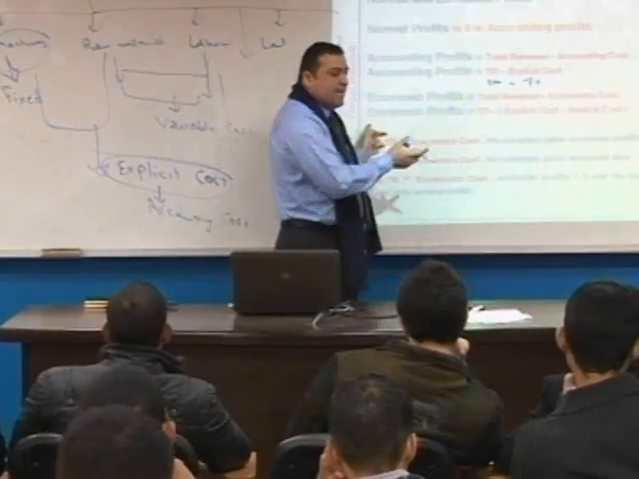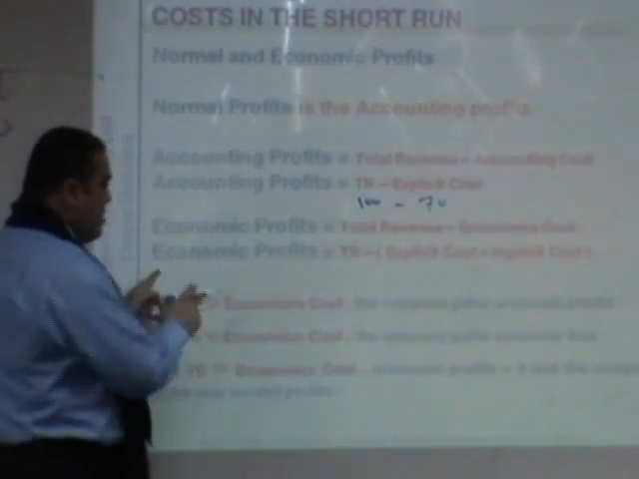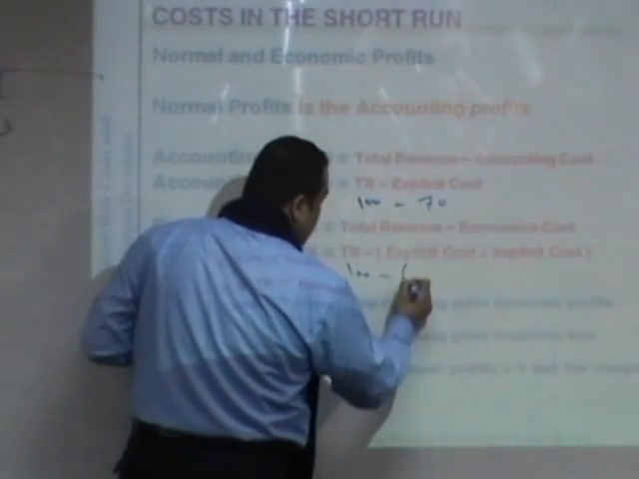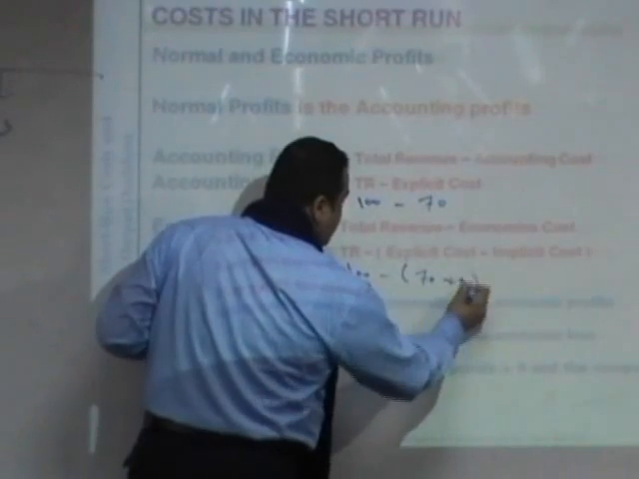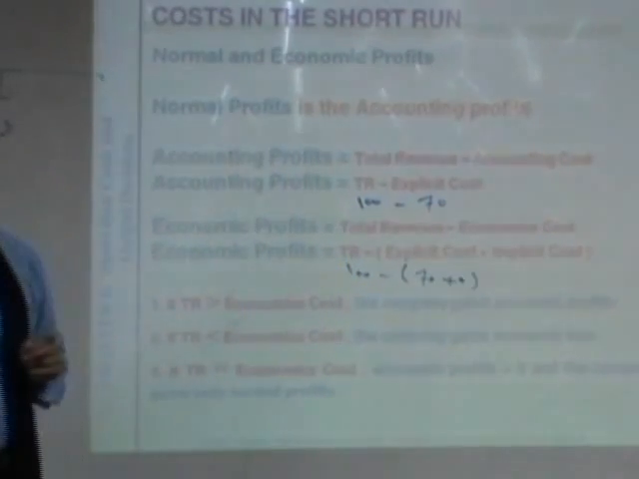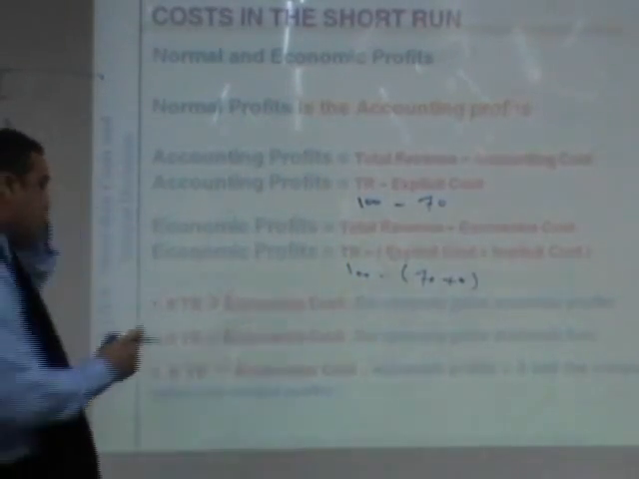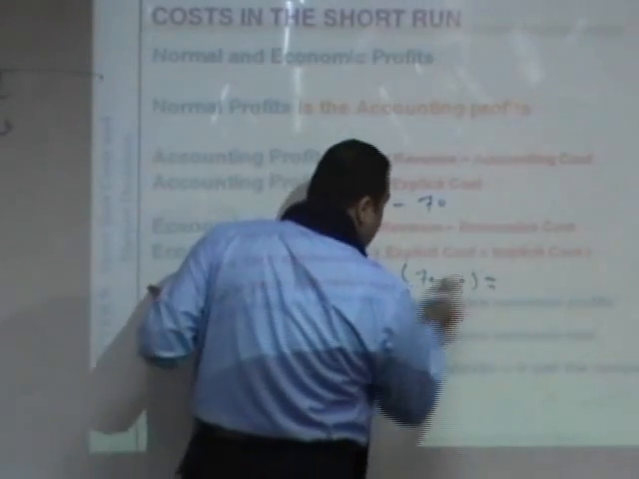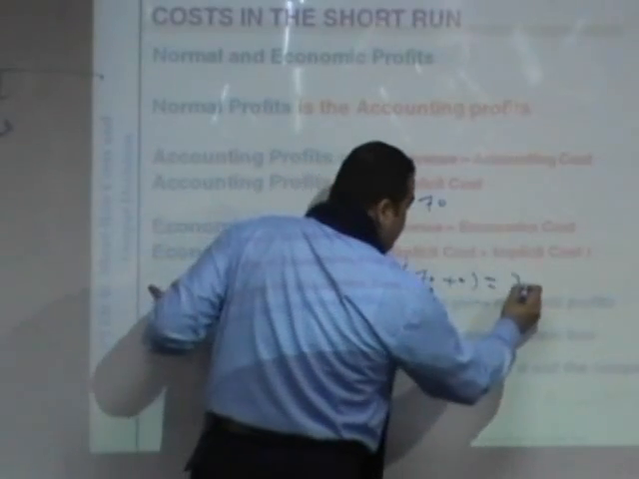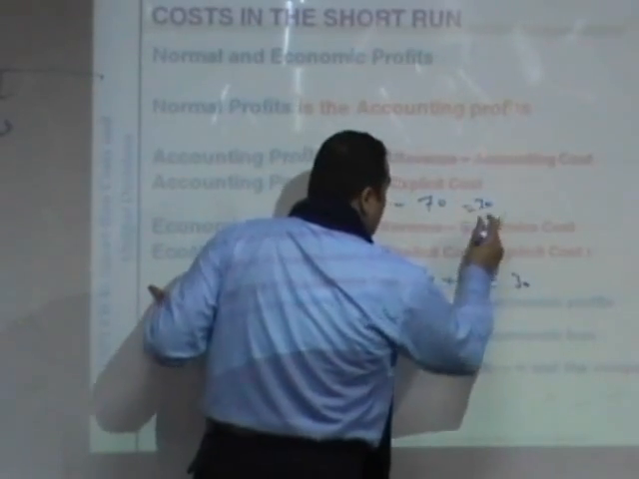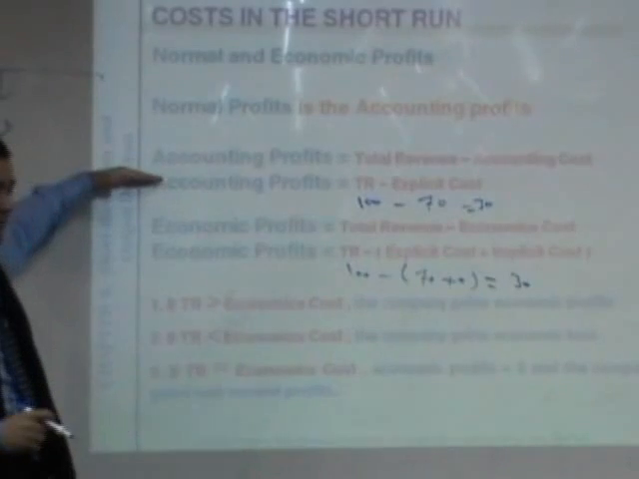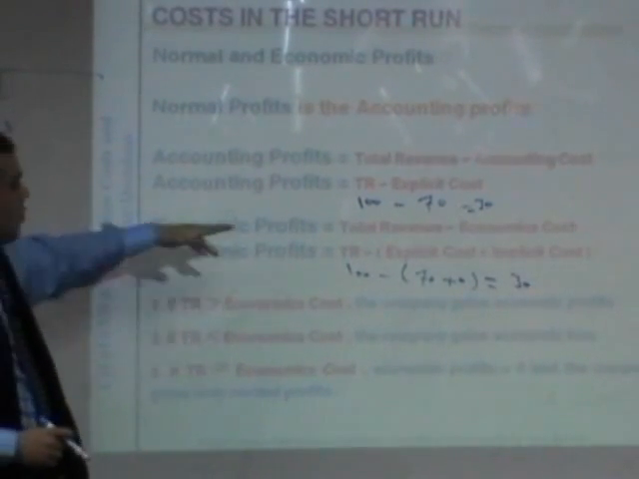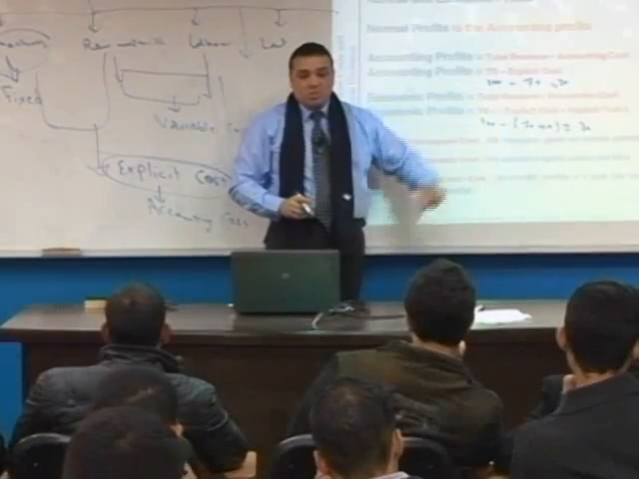Calculate the economic profits. In this case, the economic profits equal 100 minus 70 plus 0, if the implicit cost equals 0. So the economic profits equal 100 minus 70, which is 30. So the accounting profits must equal the economic profits when the implicit cost equals 0.